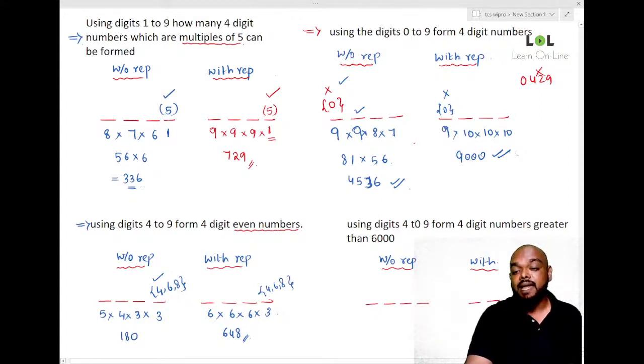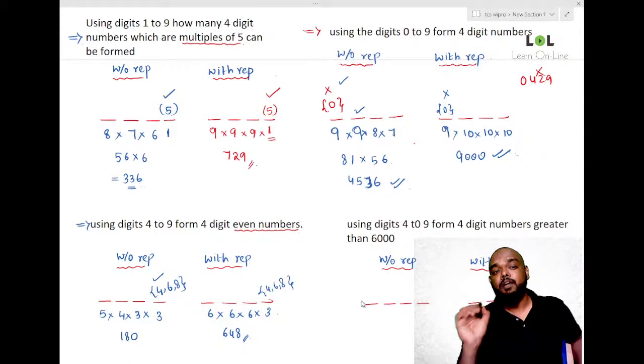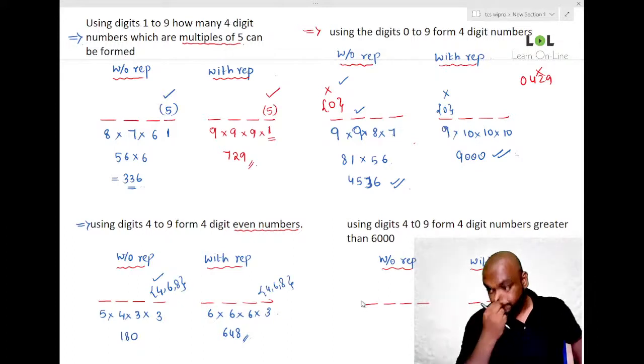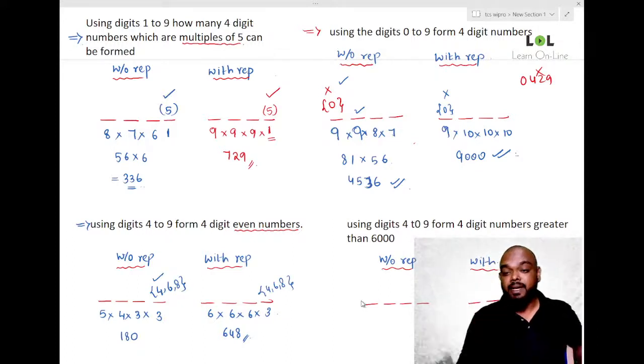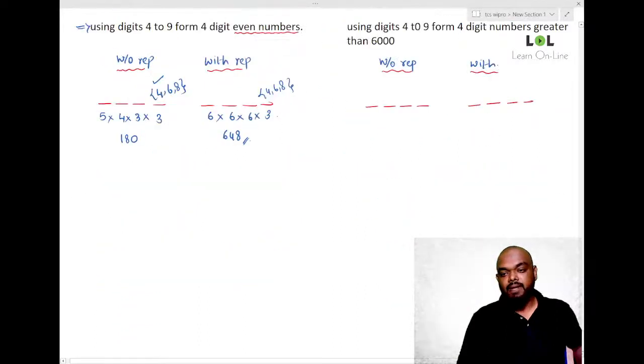Now this time we want numbers greater than 6,000. Can anybody tell me where is the condition acting upon? Which position this time? Greater than 6,000 means where should we get the condition? Where should we apply the condition here? Anybody? Anyone? I'm waiting for your answer.